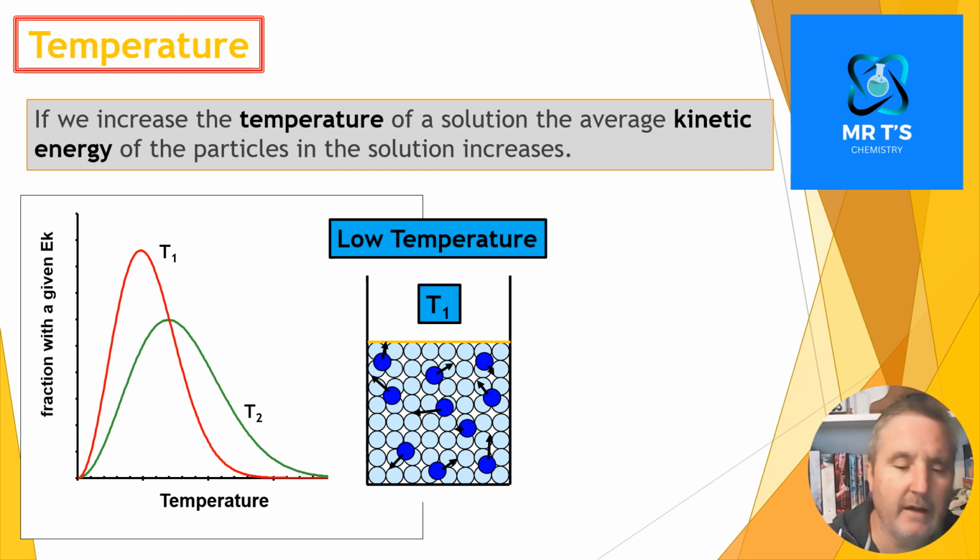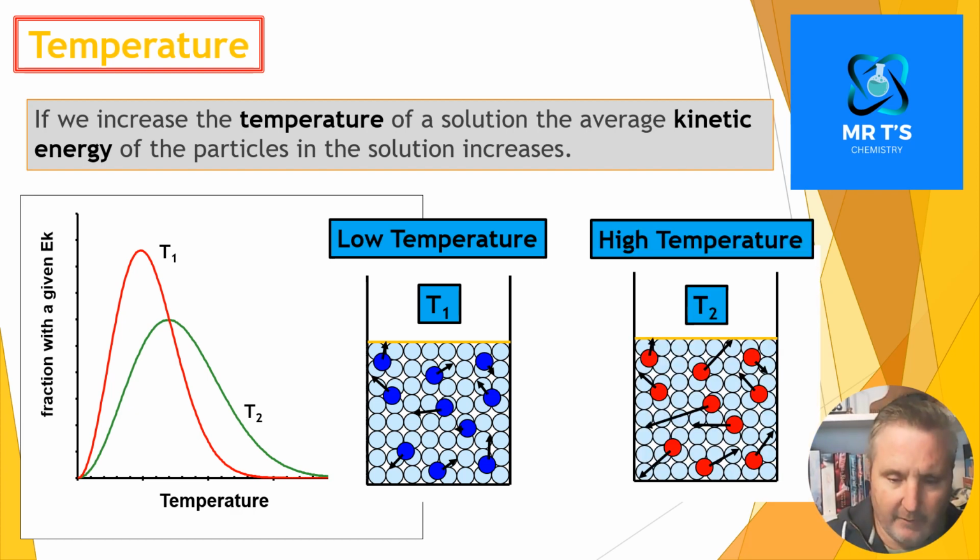Now at temperature 1, they have lower kinetic energies, but if I increase the temperature, the vectors are larger, so a higher proportion of my particles have higher kinetic energy. And notice also the average has increased. So if we increase the temperature of a solution, what we're essentially doing is increasing the kinetic energy and hence the velocity of the particles in the solution. And if we look at it as a normal distribution, we're moving the normal distribution curve further to the right, making the average a higher temperature.